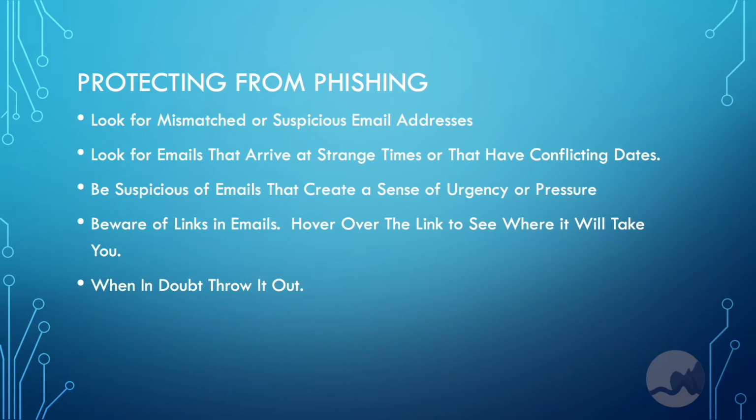Look for emails that arrive at strange times or that have conflicting dates. Be suspicious of emails that create a sense of urgency or pressure for you to take action, download something, or click. And beware of emails that have links. Hover over the link, simply moving your mouse over it and not clicking, to see where it will take you. If it's not associated with the domain or email address that it's coming from, it could be a phish. And when in doubt, throw it out. Be suspicious of anything that you are not expecting.